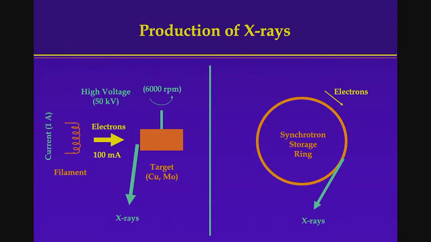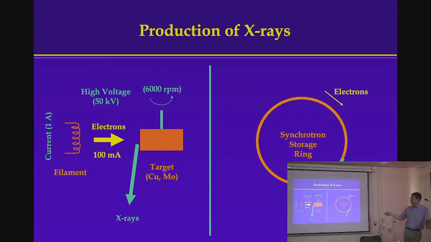So how do you generate X-rays? If you go to a doctor's office, they make X-rays using something like this. You have a filament, electrons go through the filament, and then using high voltage, you draw electrons off the filament. You have a target, which is either copper or molybdenum. The electrons hit the target, and then X-rays come out. That's typically how X-rays are generated at doctors' offices. And we use that technology as well for our research.